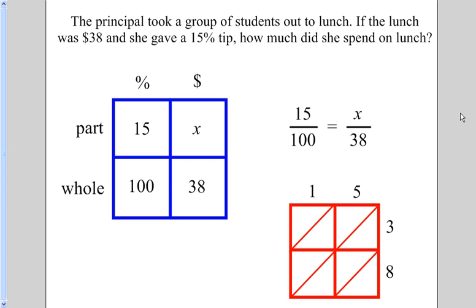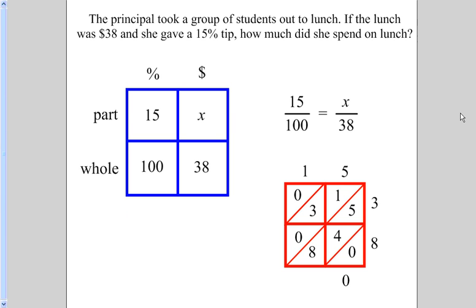So 5 times 3 is 15, 1 ten and 5 ones. 5 times 8 is 40, 4 tens and 0 ones. 1 times 3 is 3, 0 tens and 3 ones. And 1 times 8 is 8, 0 tens and 8 ones. And now we can go ahead and add. We've done our multiplication, and now addition is what we can do next using this lattice method.